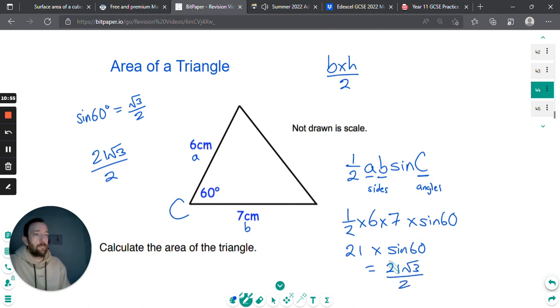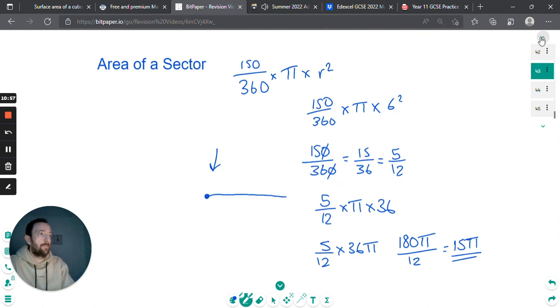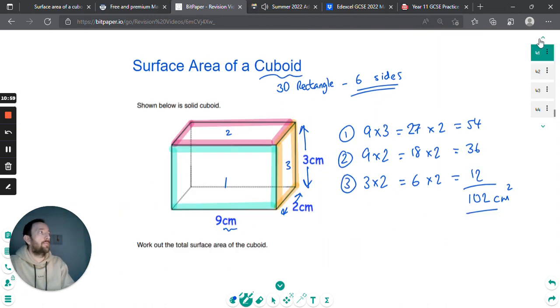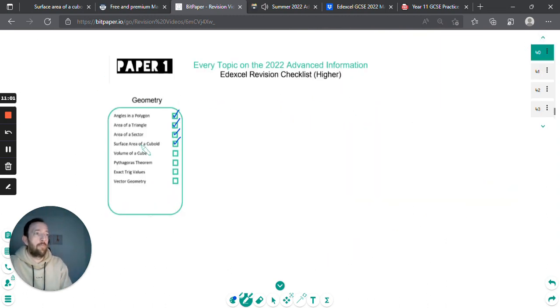There we go. We've covered 4 topics today. We have looked at the surface area of a cuboid, the area of a sector, the area of a triangle, and angles in a polygon. On tomorrow's video, we're going to be looking at volume of a cube, a reminder on Pythagoras, some exact trig values, just like that sine 60 a second ago, and some vectors.